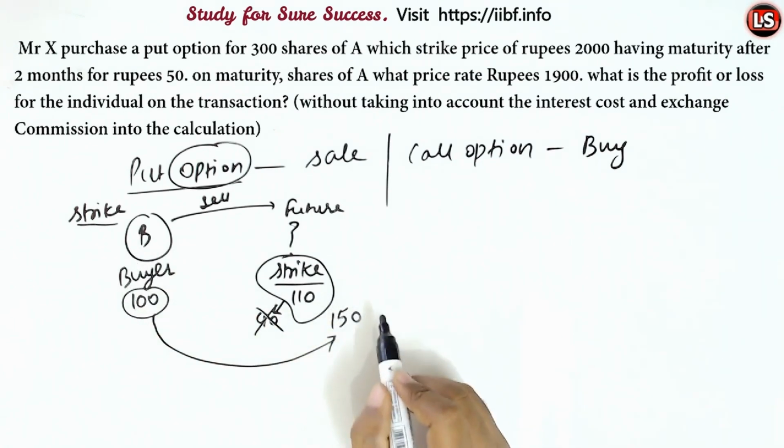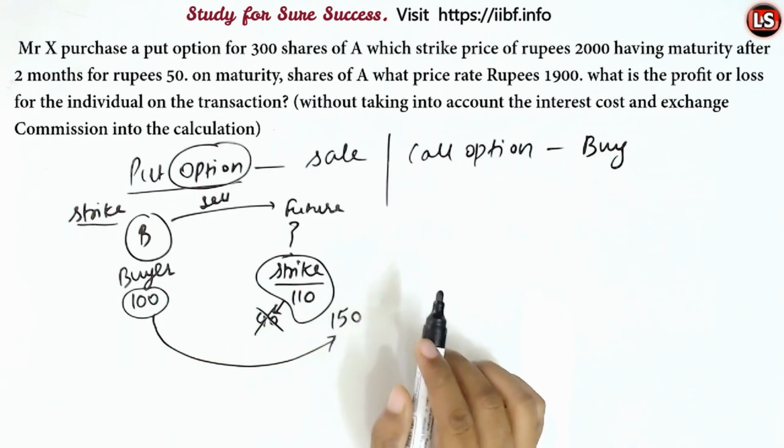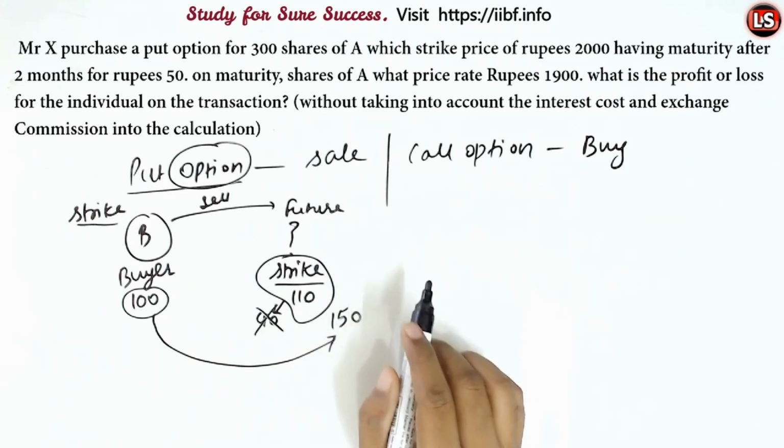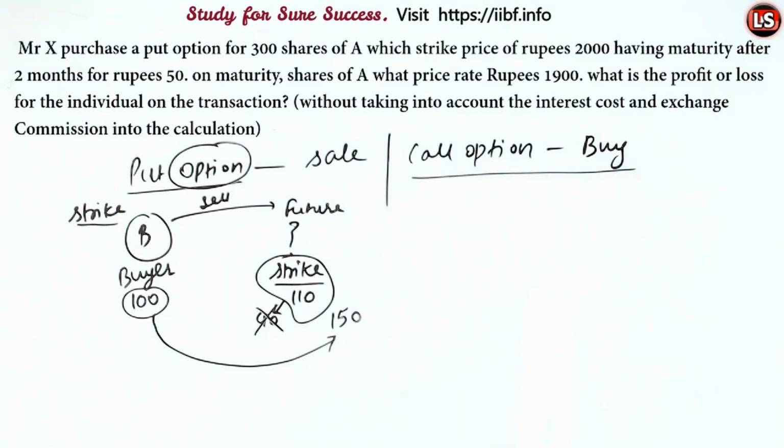Okay, so what is this? An option. It's basically an option for the buyer. Put option is for the buyer. In this example, we will talk about the put option. In the next video, we will talk about the call option. In that video, I will explain the call option in detail. Now come back to the question.